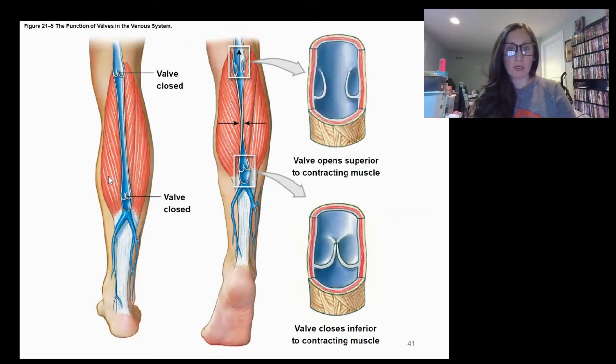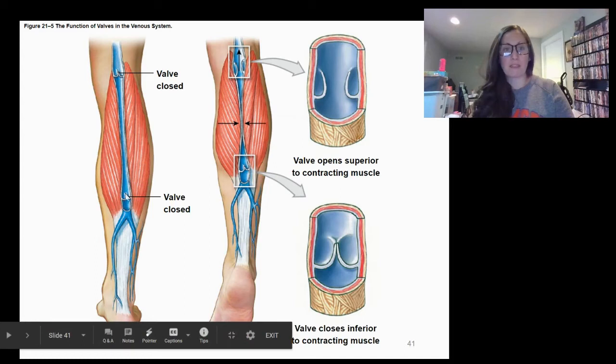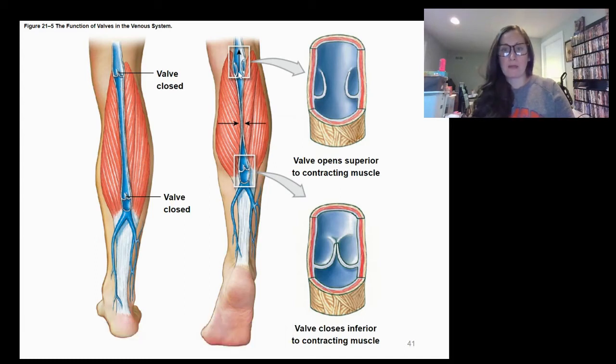And here you can see a closed valve versus an open one, and the purpose of having them again is so that blood coming down from our lower extremities can make its way up as we see muscle contraction in those lower limbs, and then get the blood back up into the superior and inferior vena cava and into the heart.